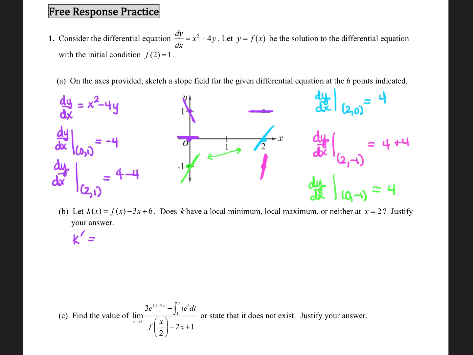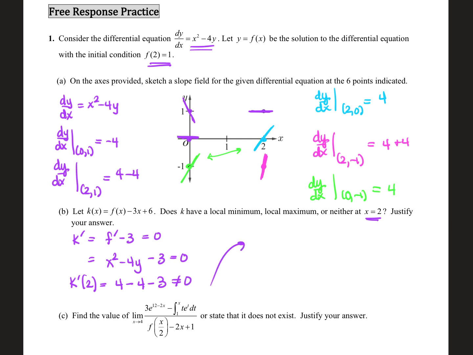So k prime is going to equal f prime minus 3. We want to know when this is equal to 0. F prime is equal to this, so we want to know when x squared minus 4y minus 3 is equal to 0. We were looking at the point 2, so k prime at the value 2 is going to be 4 minus, at 2, the y value is 1. So this is not equal to 0, which means k of x does not have a critical point.